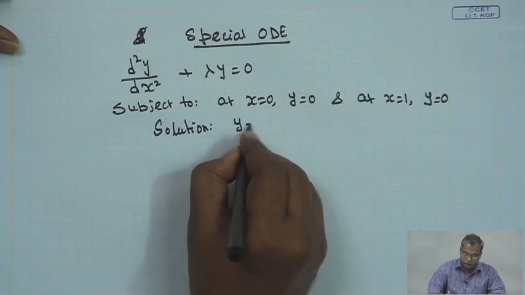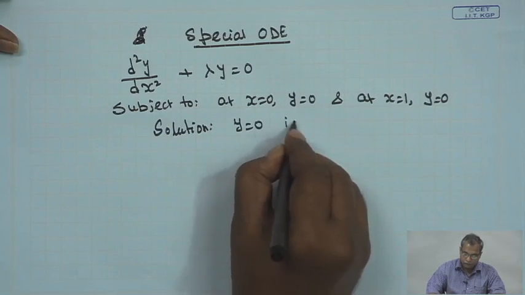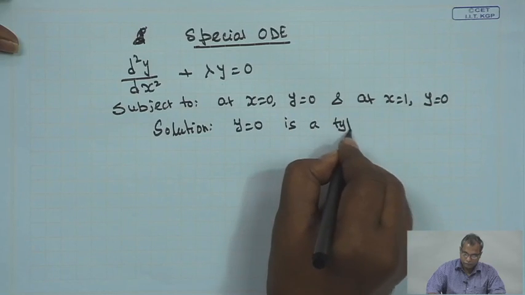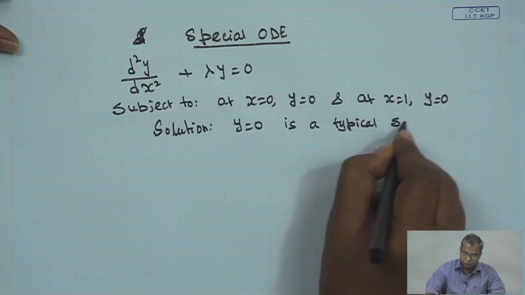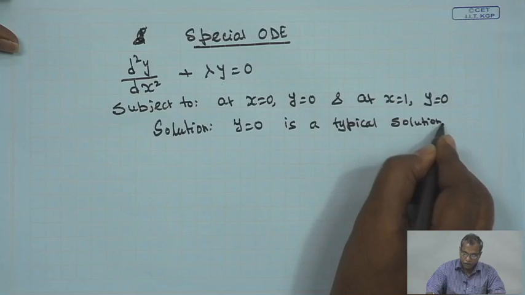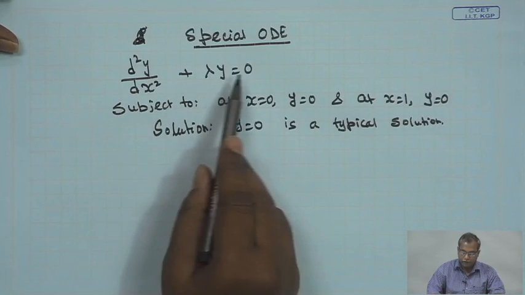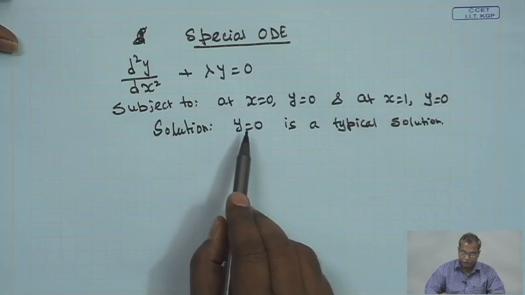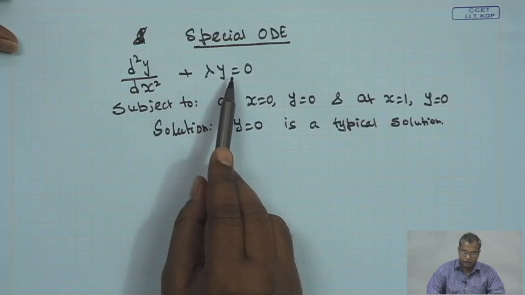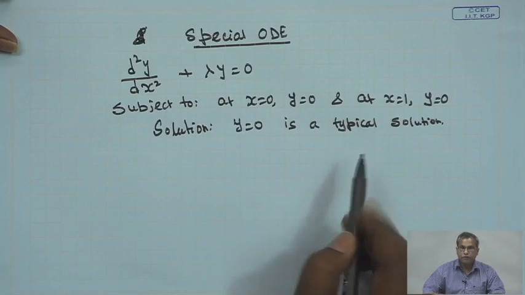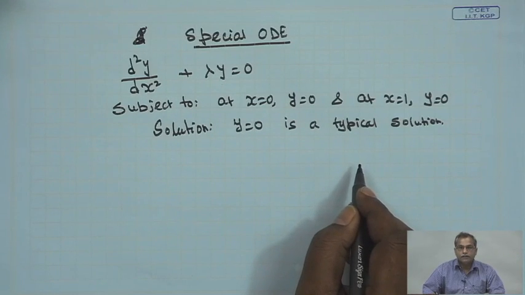The solution y equal to 0 is a solution. A solution must be satisfying the governing equation as well as the boundary condition. So, if y is equal to 0, that will be satisfying the governing equation as well as the boundary condition, but this is not a useful solution. So, this is known as a trivial solution. So, y equal to 0 is known as a trivial solution.